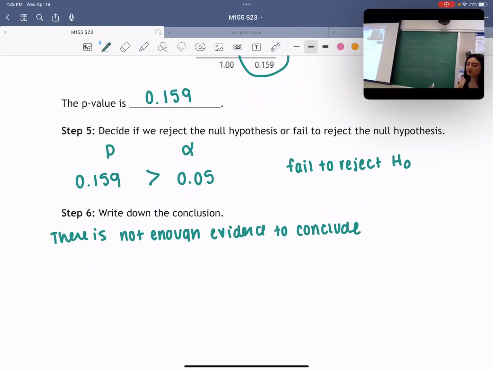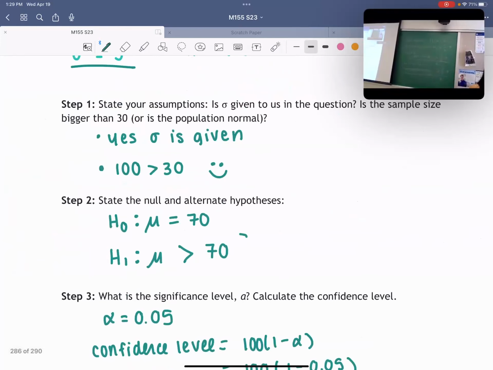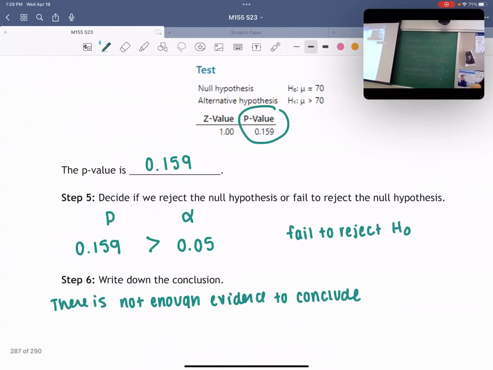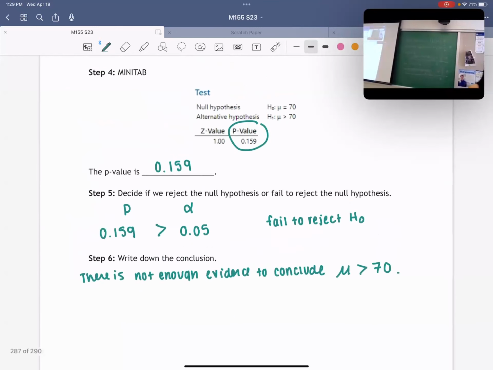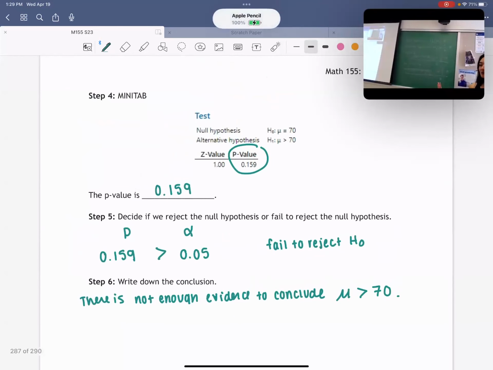So whatever H1 says, let me just take a peek. H1 says greater than 70. Well, I'm just going to write that down. Mu is bigger than 70. Okay. Any questions on what I've done here? Perfect.